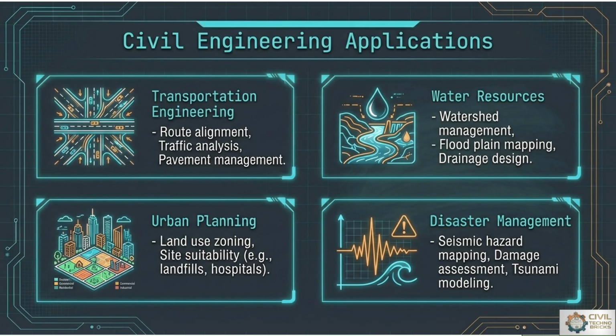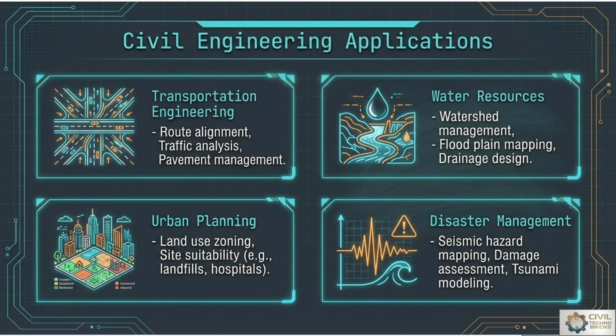With respect to the hydrological or water resource department, remote sensing and GIS are used for watershed management, floodplain mapping and drainage design to improve water resource planning. Moving towards the urban planning point of view, GIS supports land use, land cover, land zoning, land mapping, and site suitability analysis for facilities like hospitals, parks, amusement parks, recreational spaces, landfills, etc.